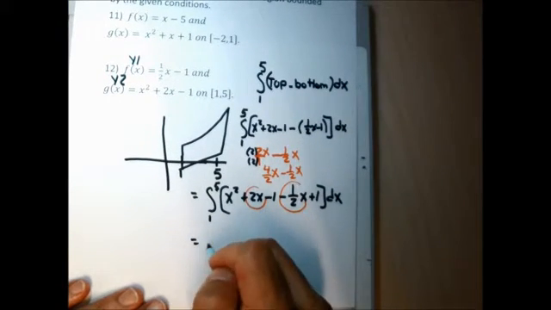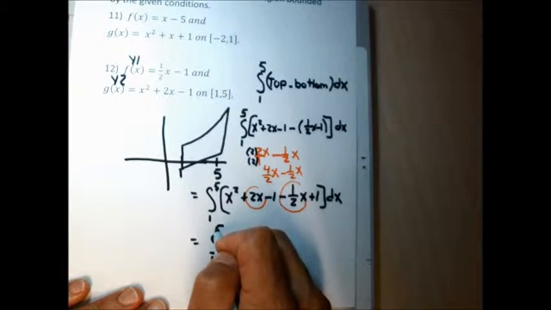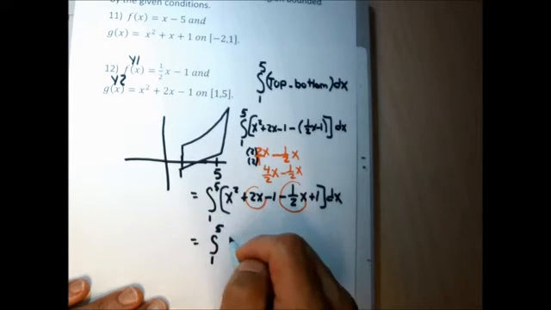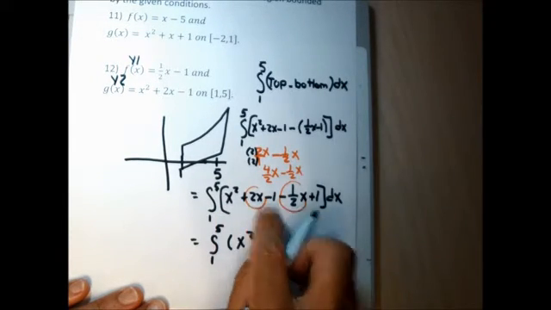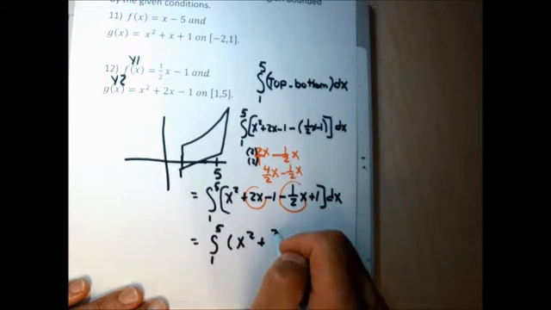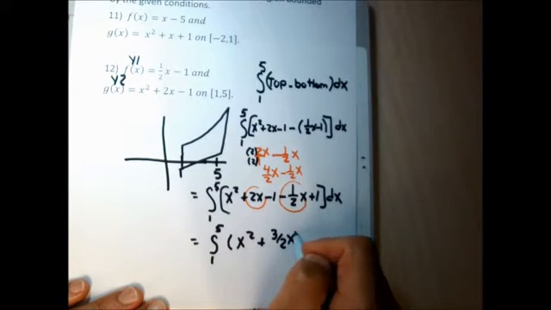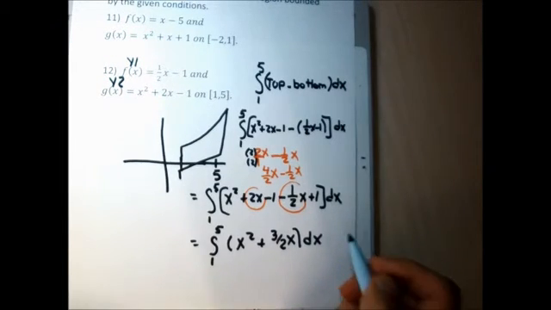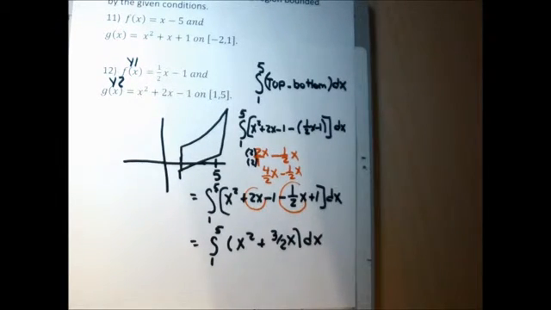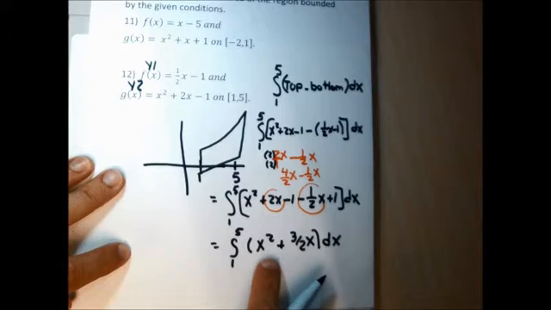So I'm going to get the integral from 1 to 5 of x squared, which is going to stay here. These two are going to combine to be plus 3/2 x dx. Alright, now I'm going to do the integrating. I'm going to do it off to the side because I'm getting close to the bottom of my work here.